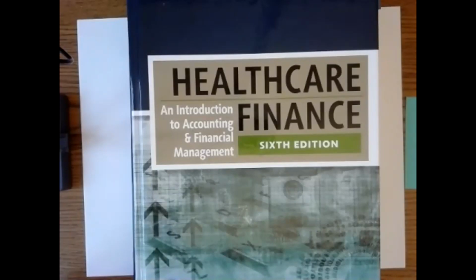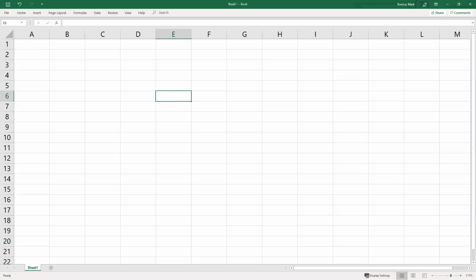This video will work through problem 18.2 from Gapenski's Healthcare Finance 6th edition. Okay, in 18.2, Big Sky plans to obtain an MRI scanner. Cost is $1.5 million, estimated 4-year useful life. They can obtain a bank loan for the entire amount and buy the MRI, or they can lease it. So we've got a bunch of facts.